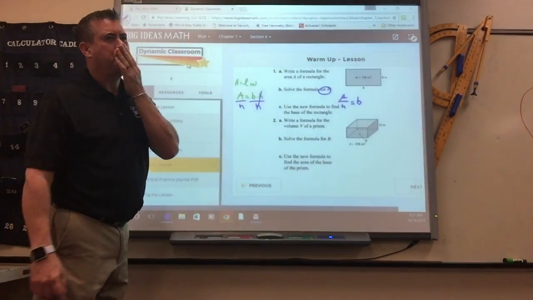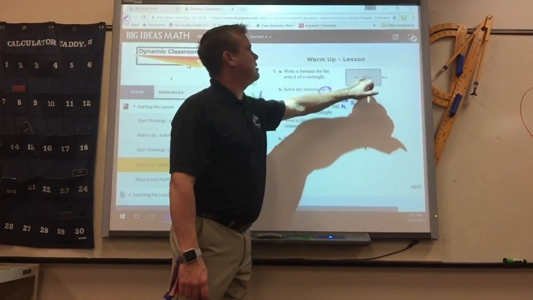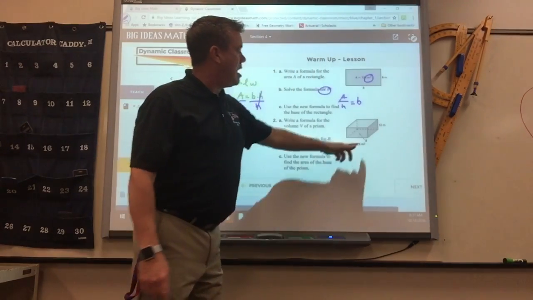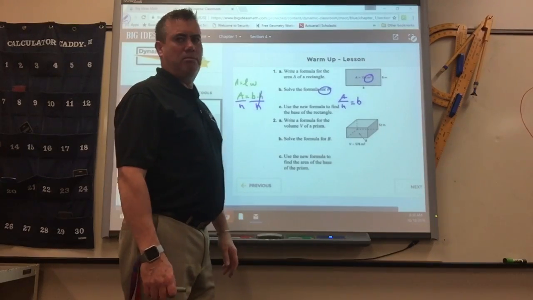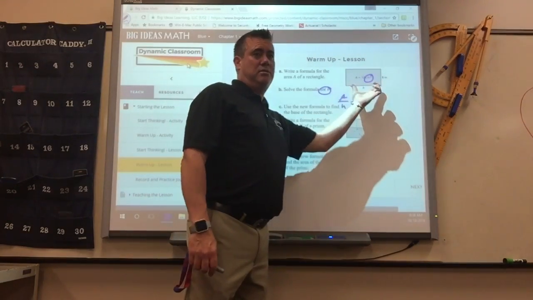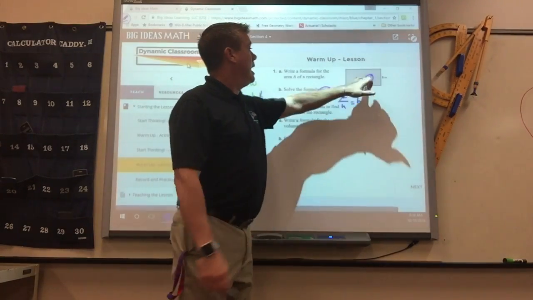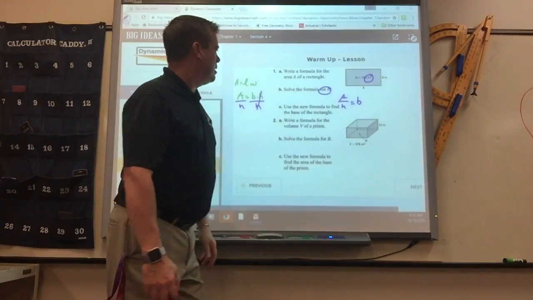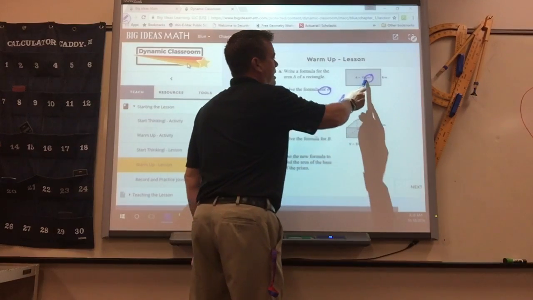Would you label B with meters or no? Yep. Since the height is meters, that would be meters. And remember, area is always the unit squared. Volume is always the unit cubed. So B meters squared? No, B is just a length. So a length is just inches, centimeters, miles. Area is always squared. Okay? B meters.